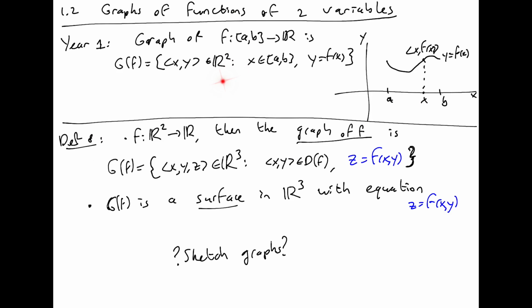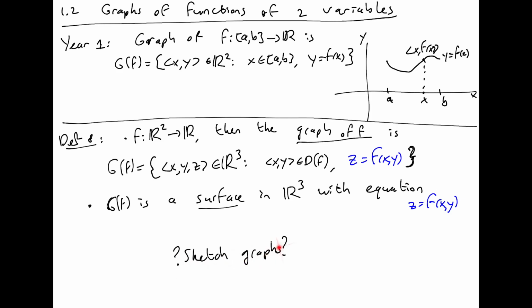So in the first year, a graph of a single variable function is a curve in 2 dimensions. For a graph of a function of two variables, we get a surface in 3 dimensions. And again, its equation is given by z is f of (x, y). Now, of course, the main question is, I was able to sketch a graph here. Can we also sketch graphs of functions of two variables? The answer is yes, and this is very important.